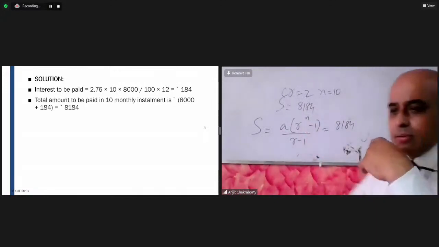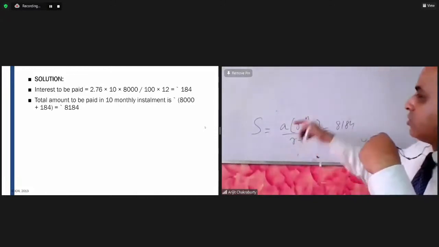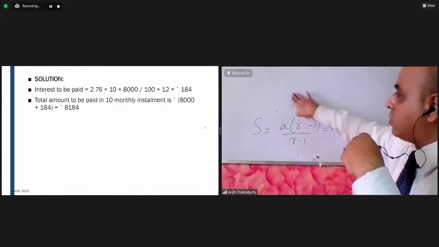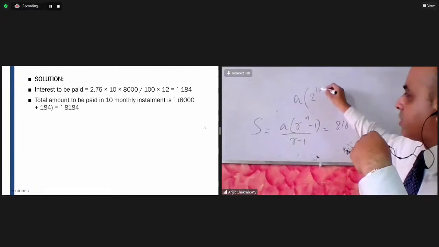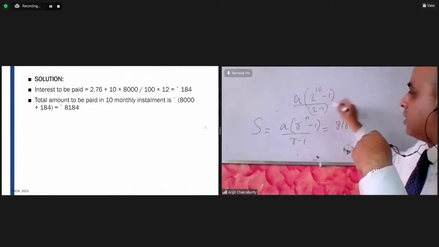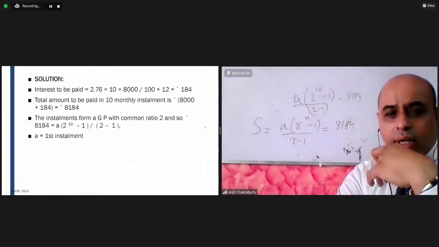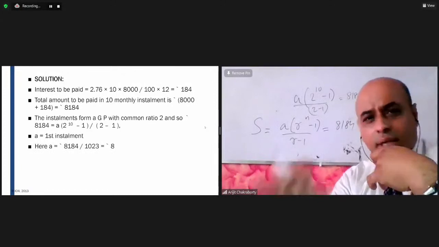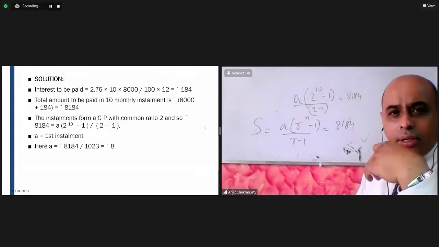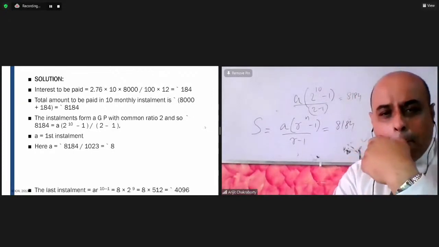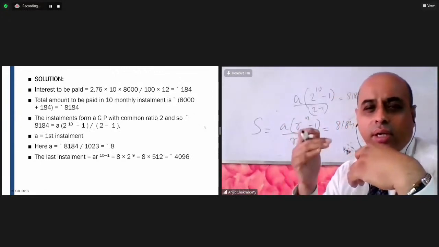Now if I just simplify the terms, just write it here. Since A we don't know, A I don't know. R is how much? R comes to 2. So A into 2 to the power 10 minus 1 divided by 2 minus 1 is equal to 8184. If I equate in this way, I get A. A is the first installment. So it's a lovely question from the Board of Studies. Definitely you will get A comes to 8. Okay, so the first installment we can get. And therefore if I get the first installment, I can also get the last installment.